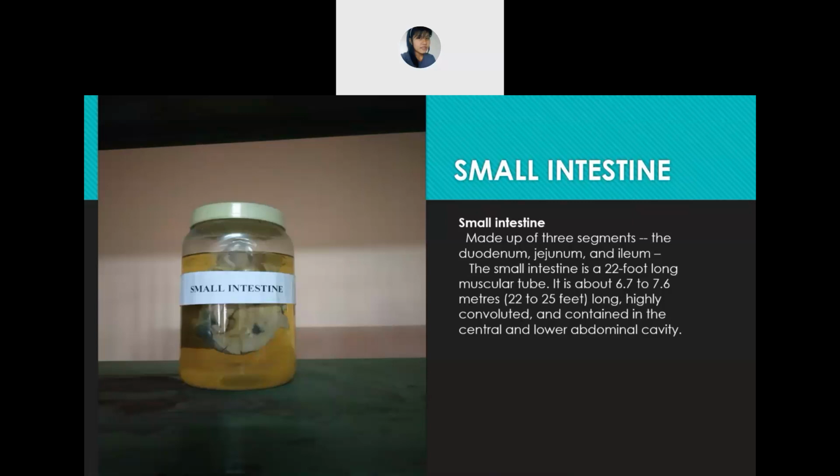They will ask you the functions also. What does it do? The duodenum, jejunum, and ileum do absorption, and they also help in breaking down the food particles into smaller pieces. So you should mention all this. So this is about the small intestine. Is it clear? So this is the specimen.